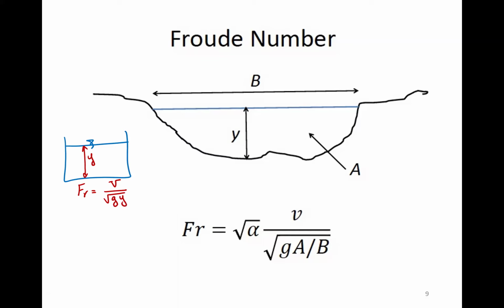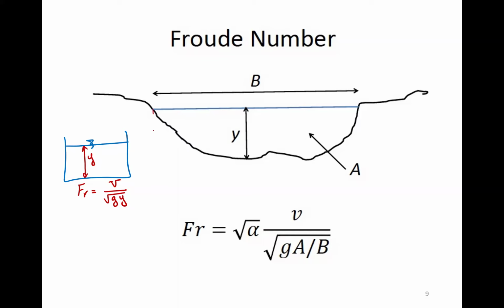How about a non-rectangular channel? In a non-rectangular channel, this is what we're going to do. We're going to use the same equation, but instead of having depth, because depth in a non-rectangular channel changes from one side to another, what is another parameter that's simple and comparable to depth in a rectangular channel? And the answer is yes. We just looked at it.